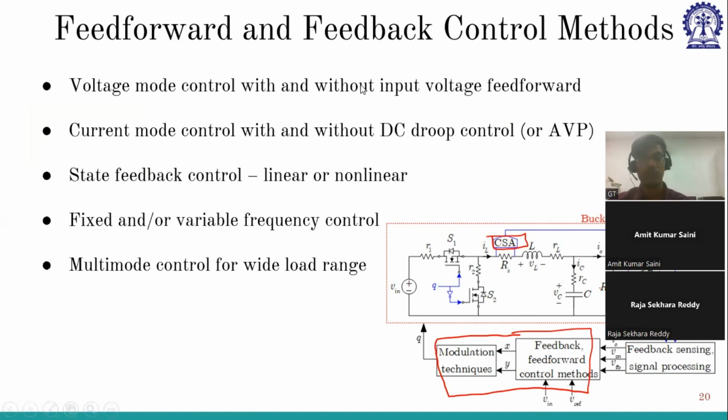So these are the different feedback and feed forward control methods available. Voltage mode control with and without input voltage feed forward. Current mode control with and without load current feed forward, and DC droop, as well as state feedback control. The control can be either linear or non-linear, and fixed frequency control or variable frequency control. Again, we'll be discussing this in the upcoming slides in detail.